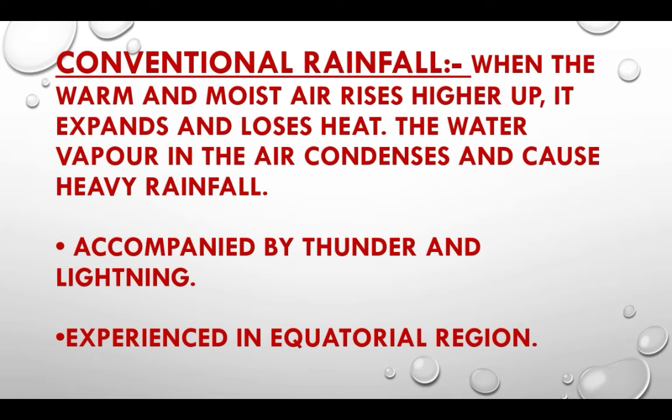When the warm air and the moist air rises higher up, it expands and loses heat. The water vapor in the air condenses, means those water vapors cool down, and which cause a heavy rainfall. This heavy rainfall is often accompanied by thunder and lightning, and it is mostly experienced in the equatorial regions.